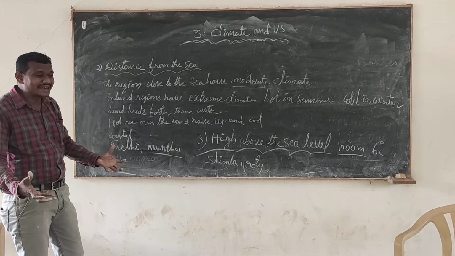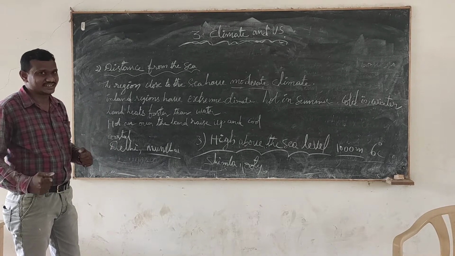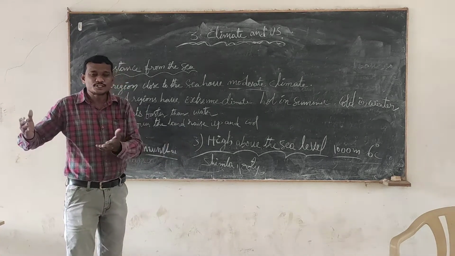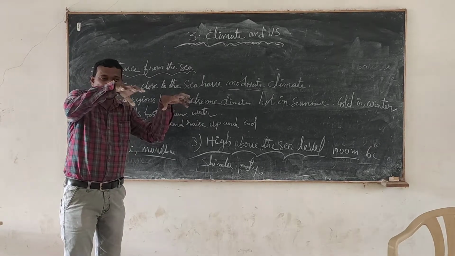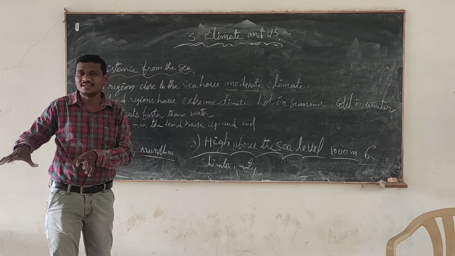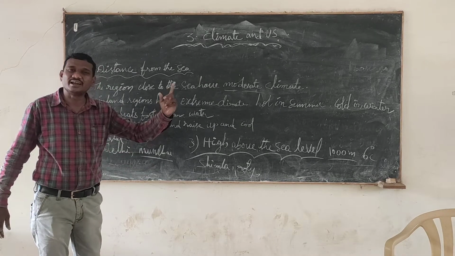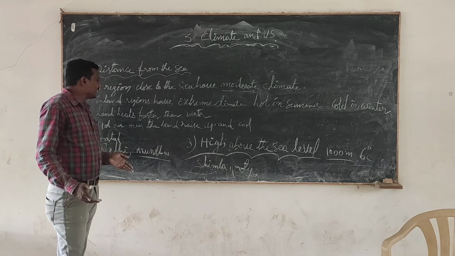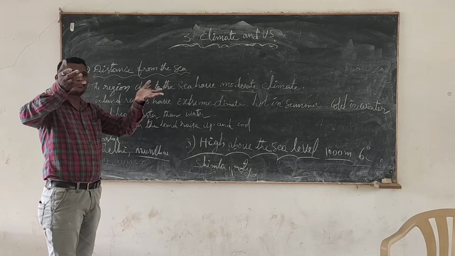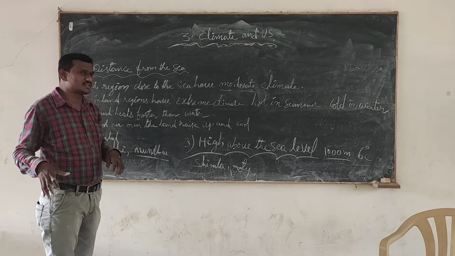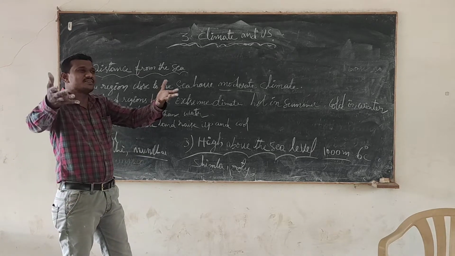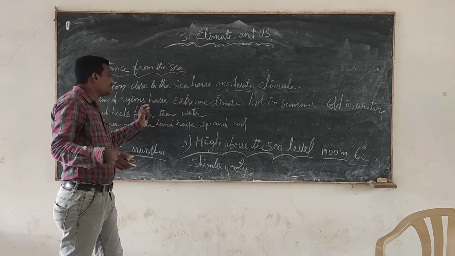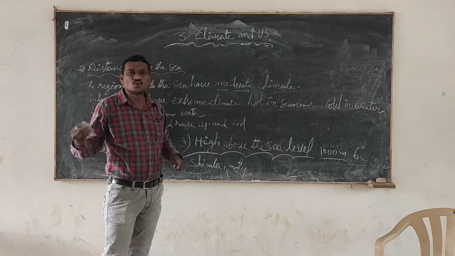Here, the land heats up faster than the water. The land heats up very fast compared to the water. Water heats up slowly and it cools very slowly. That is the variation of land and water. Hot air over the land rises up. You observe this in the summer season. Hot air rises up over the land and cool air takes its place.